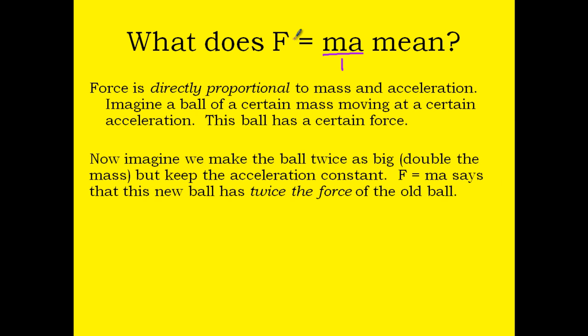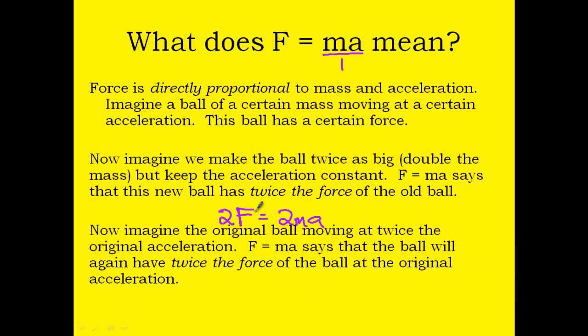Now imagine we make the ball twice as big, we double the mass, but keep the acceleration constant. Therefore, you're going to have twice the force. So you're going to have force equals 2 times the mass times acceleration. And since force is directly proportional to the mass, we also have to put a 2 in front of here. Anything we do to the mass, we have to do the same thing to the force. Anything we do to the acceleration, same thing to the force.